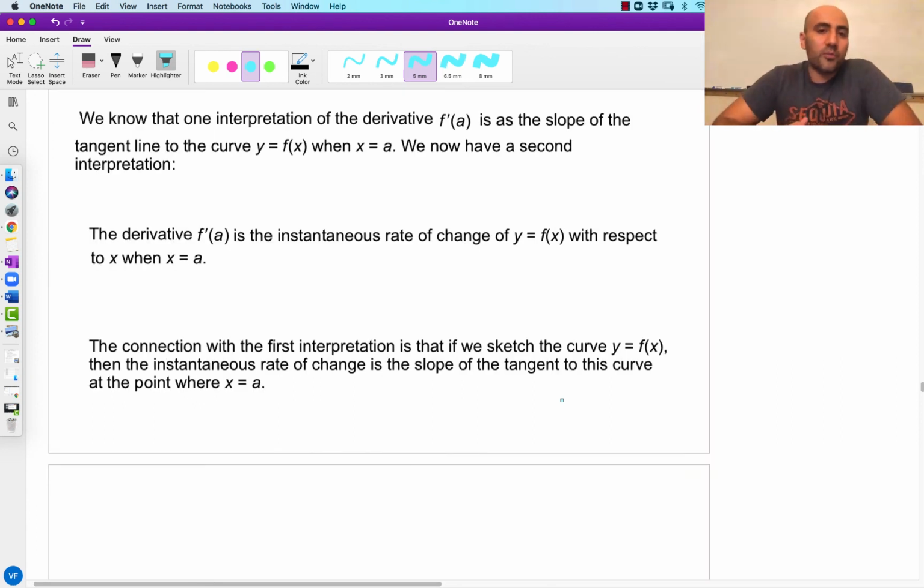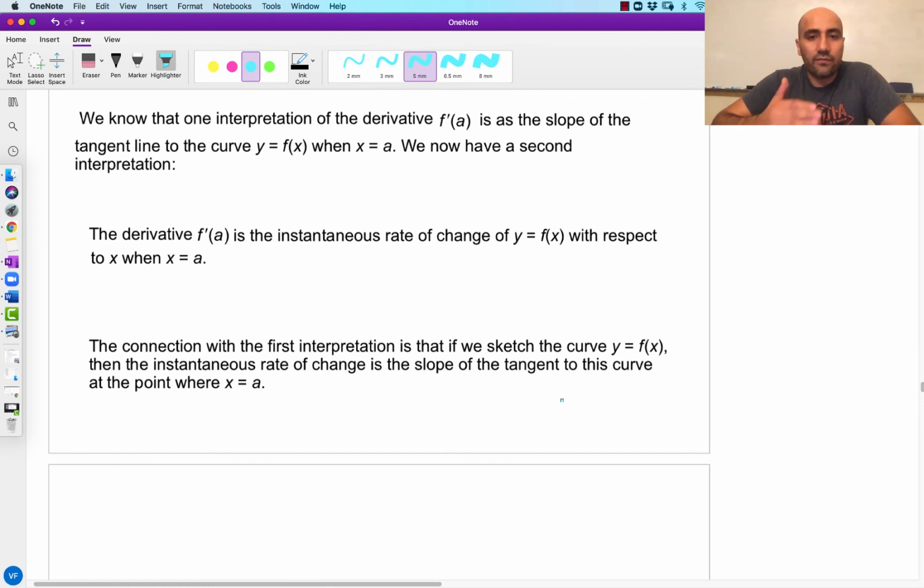So we know that one interpretation of the derivative f prime of a is the slope of the tangent line to the curve y equals f of x when x equals a. We now have a second interpretation. The derivative f prime of a is the instantaneous rate of change of the function y equals f of x with respect to x when x equals a. So, two ways of looking at the exact same thing.